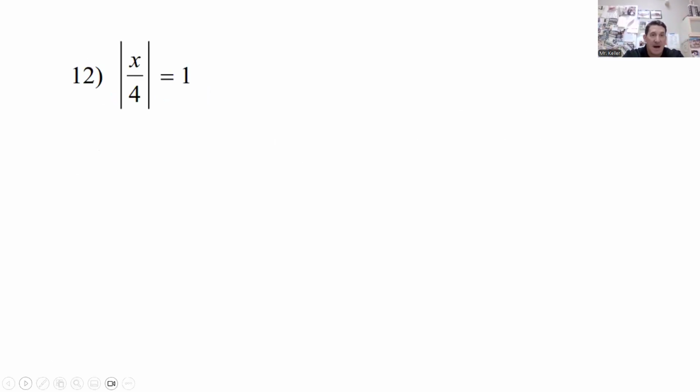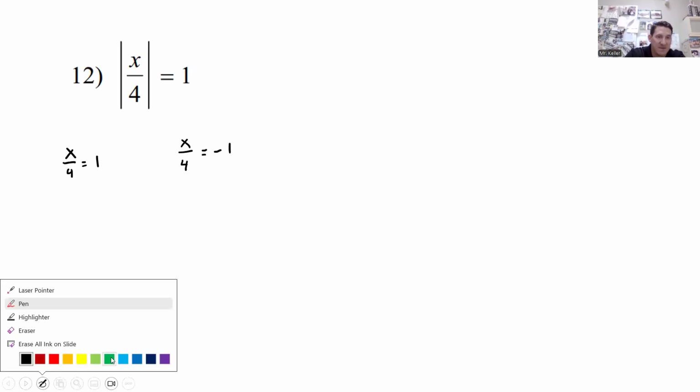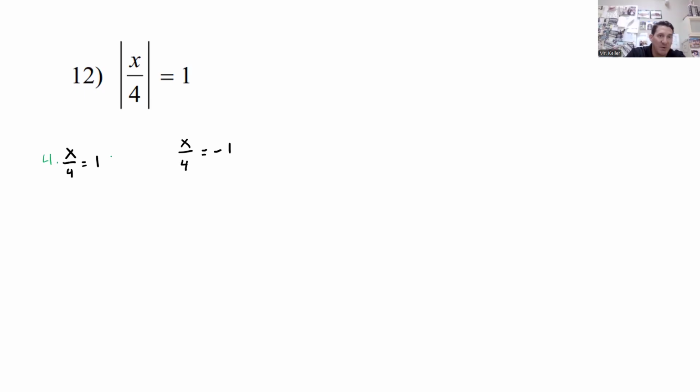Right? So this one here, I'm going to separate it out. So x divided by 4 has a distance from 0 of 1. So x divided by 4 can be positive 1 or it can be negative 1. To solve, it's the same first step. I'm going to multiply both sides by 4.